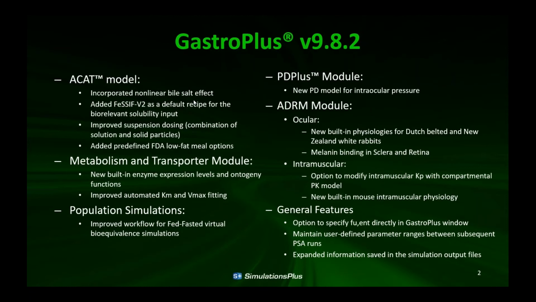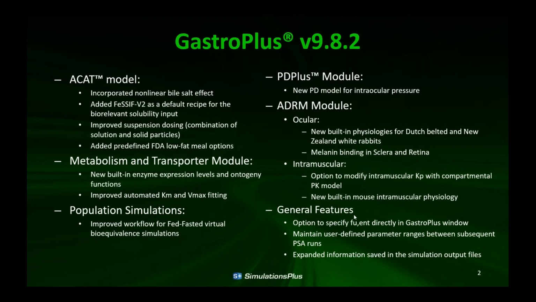For the additional dosage route, based on some of the collaboration projects, for the ocular module, we added a new built-in physiology for 2 different strains of rabbit, and added melanin binding to extra locations like the sclera and the retina. For the ocular model, we also added a new PD model for the intraocular pressure. For the intramuscular model, we added an option allowing the user to modify the intramuscular Kp with the compartment model, and also added a new built-in mouse intramuscular physiology.